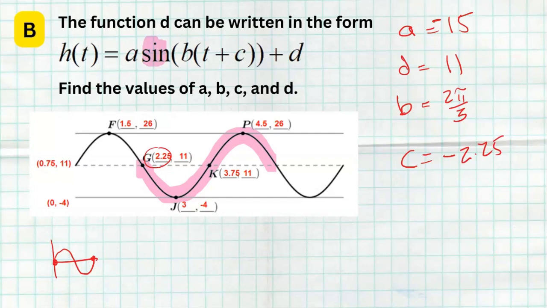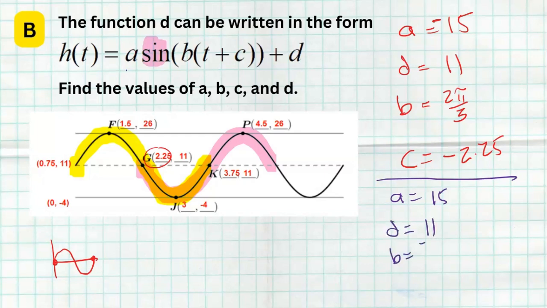But let's talk about another possibility. Again, I really want you to learn from this video. I could start right here, go up, down, and then back to my midline. That would be another sinusoidal graph. So once again, my amplitude is still 15. Again, I'm still 15 feet from the midline, up and down. My midline is still 11.